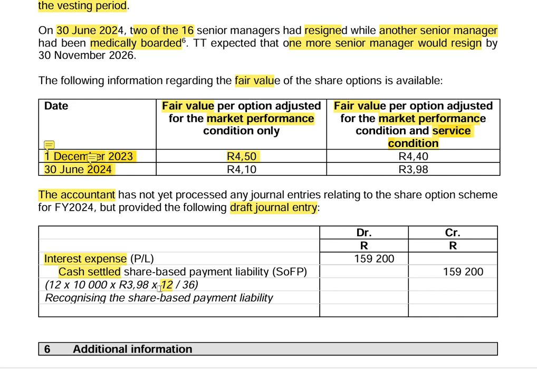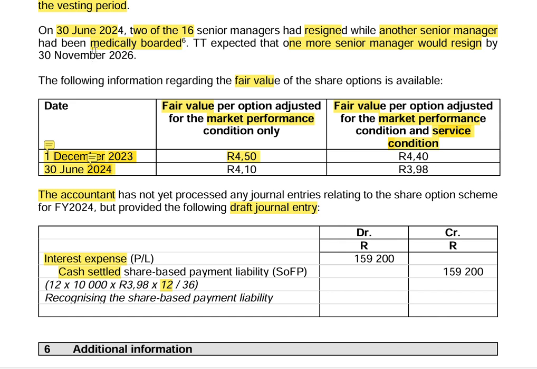And then I'm looking at the calculation that the accountant has used. The accountant said 12 times 10,000 times 3.98 times 12 over 36. So first I need to ask myself, is this 12 correct, and how was it calculated? This 12 means that the accountant took 16 minus the 2 that have resigned, minus the medically boarded one, and minus one more senior manager expected to resign to get this 12. So I can see the 12 is also incorrect.